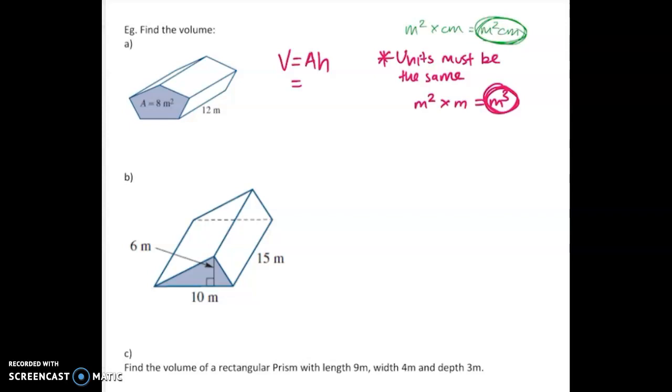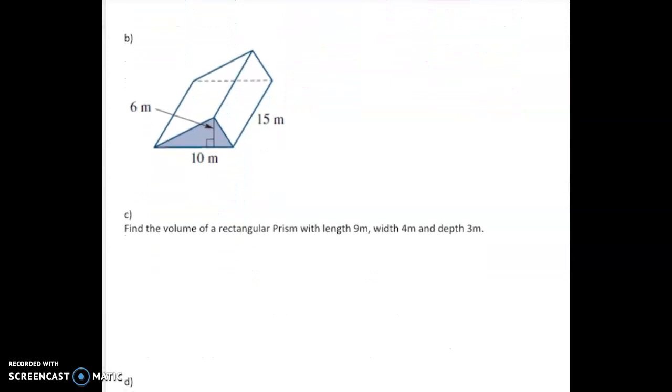So remember, between the A and the H, there's an assumed times sign there. All right, so we can put that in. And so we're doing A, which is 8, times the height, which is 12. So the volume is 12 times 8, which is 96 cubic meters. And that's your answer. Let's have a look at the next example. We have a triangular prism here.